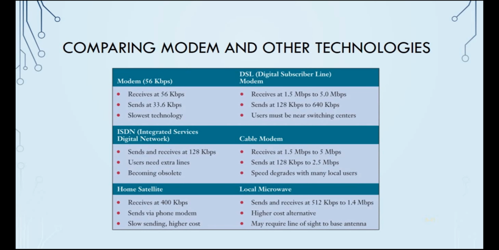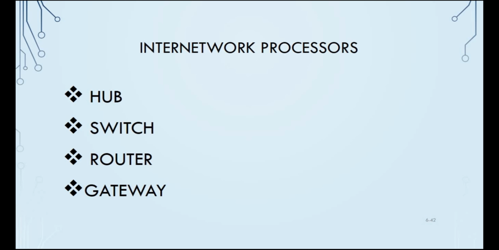So this is the comparison of modem and other technologies: the modem, DSL, ISDN, cable modem, home satellite, and local microwave. Inter-network processors. These are the hub, switch, router, and gateway. These are the most commonly used inter-network processors. Each device transports data in a specific way.